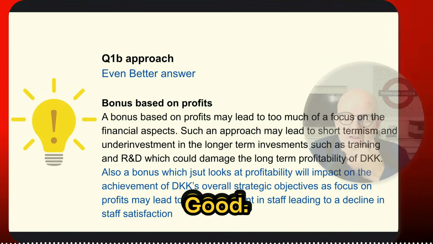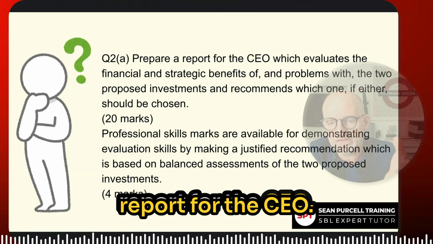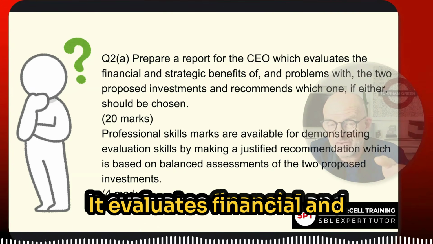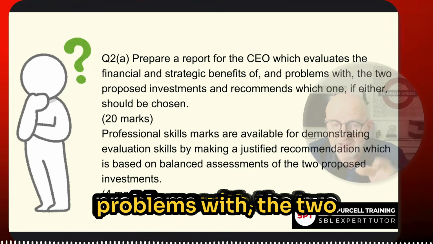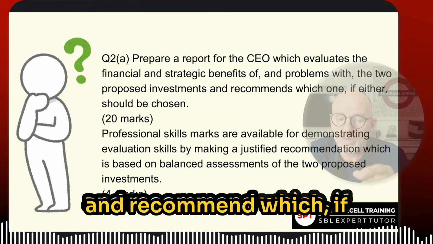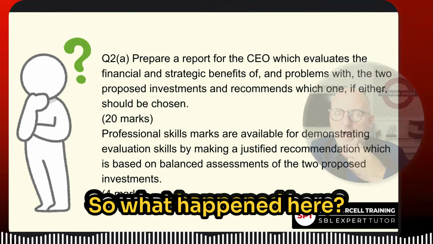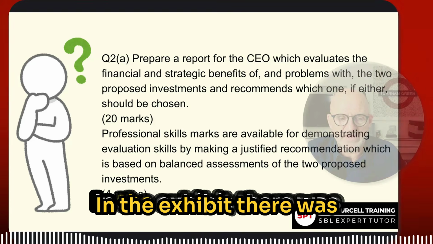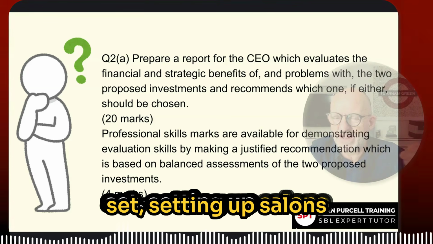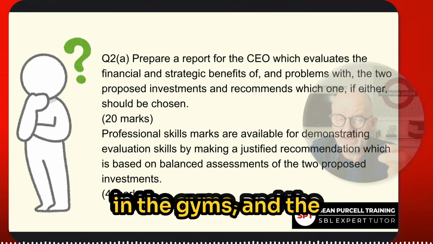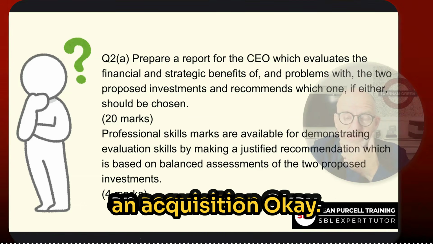Okay, good. Let's then have a look at question 2A. Here again, a report for the CEO. It evaluates financial and strategic benefits of and problems with the 2 proposed investments and recommends which, if either, should be chosen. We were given professional skills for evaluation. So what happened here? Again, there was an exhibit. In the exhibit, there was information on, I think, setting up salons in the gyms, and the other one was to acquire another gym chain, so an acquisition.